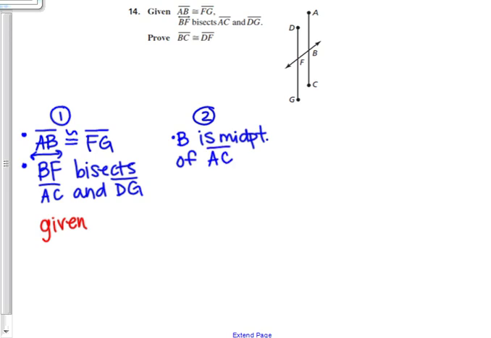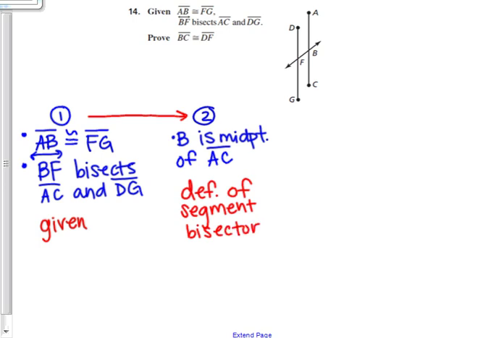That's my next step. And my reason for that, it's actually because I know the definition of a segment bisector. The definition of a segment bisector can be written as an if-then statement. So if a line is a segment bisector, then it hits a segment right at its midpoint. And I literally just said that from step 1 to step 2. I created an if-then statement. So my reason for number 2 is the definition of segment bisector. I knew that. All right.